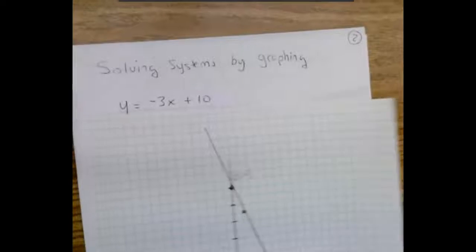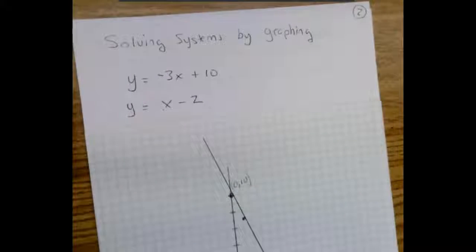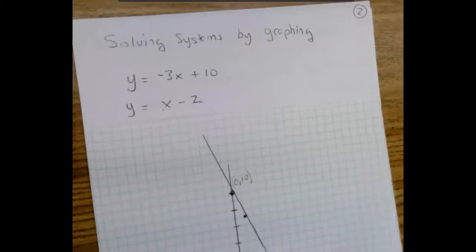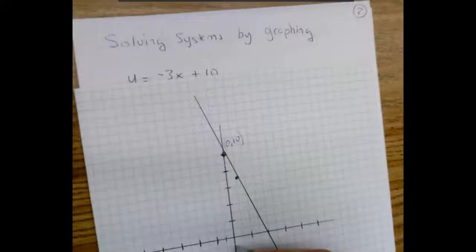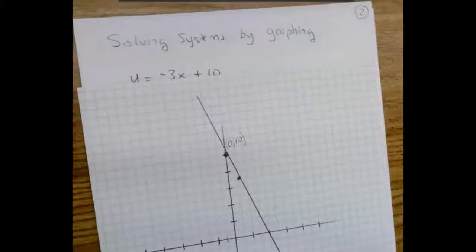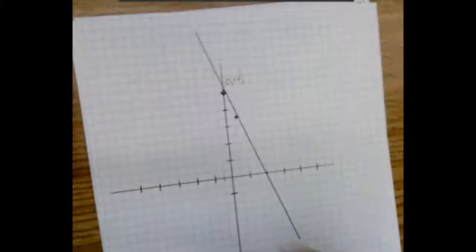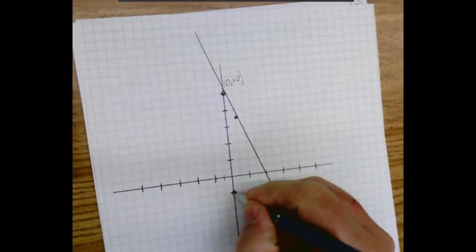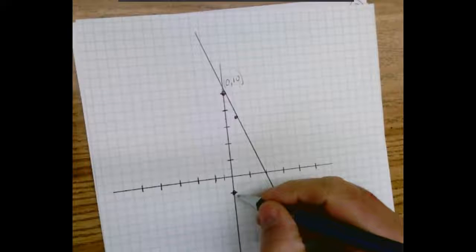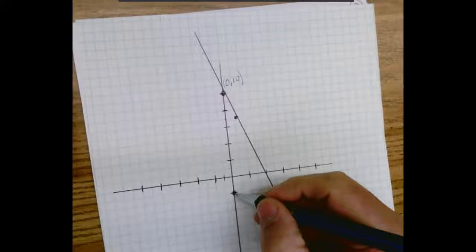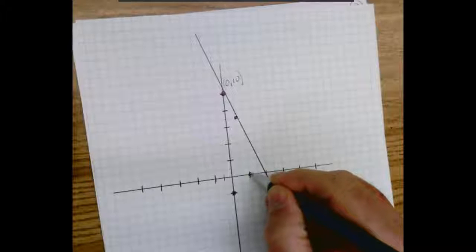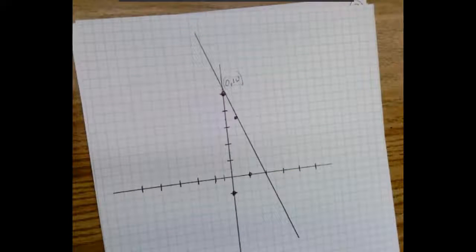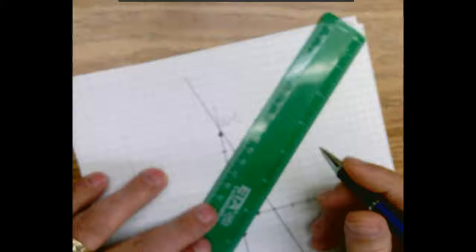Then we want to do y equals x minus 2. So we have minus 2, and we go down there. There's negative 2. We know the slope of that one is up 1 and over 1. So up 1 over 1, up 1 over 1. It's going to be right about there. And then I'm just going to graph this one.